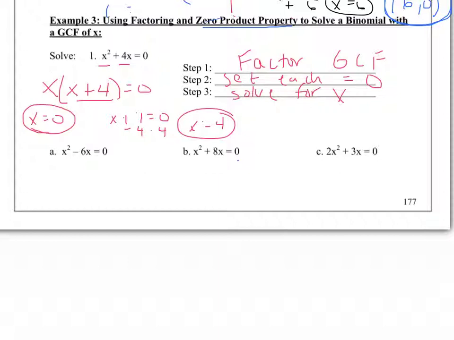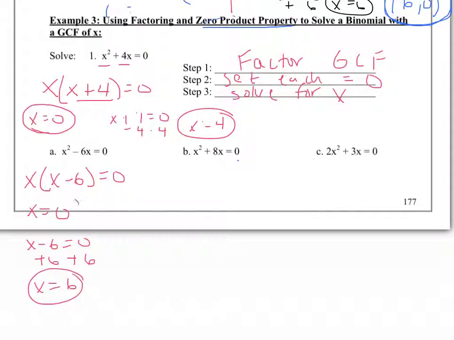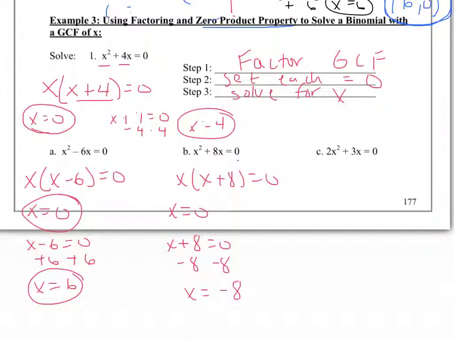For part A, we can factor out x, and we'll have x minus 6 left over. Each part is equal to 0, and solve for x. So x is 6, or 0. In the second one, I can factor out x, set each part equal to 0, and solve for x. So x is 0 or negative 8.